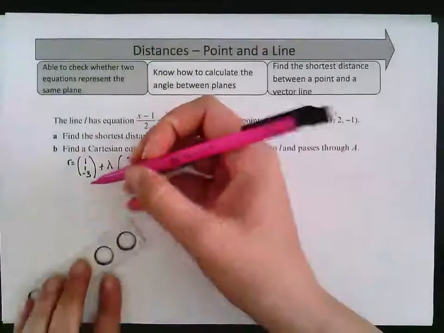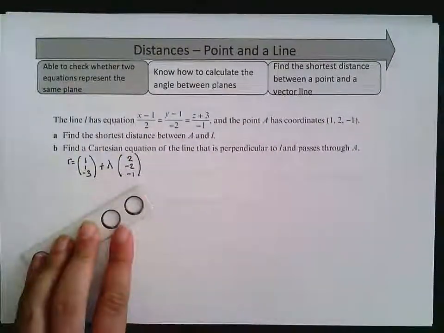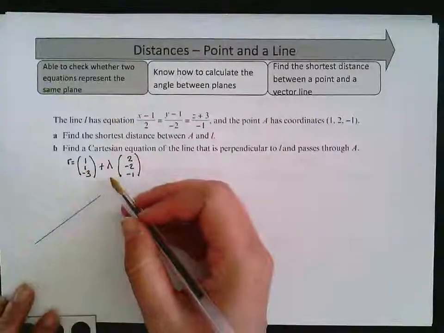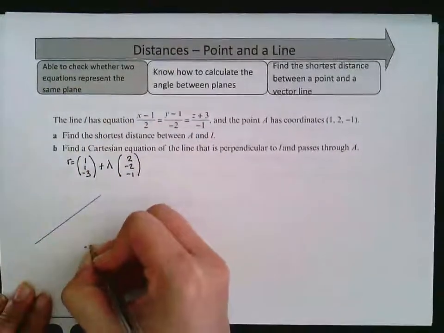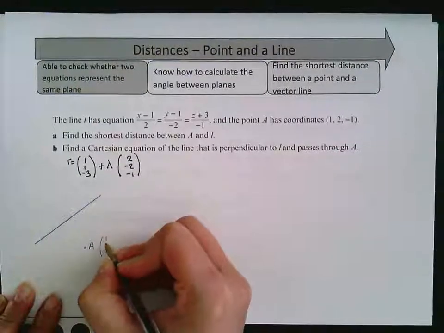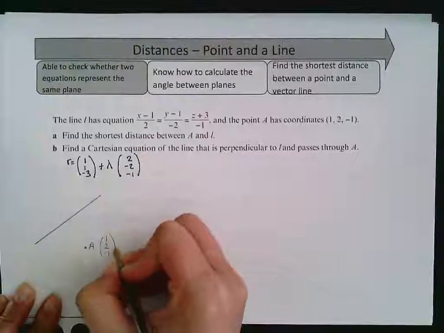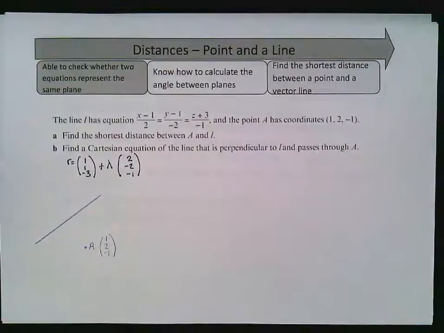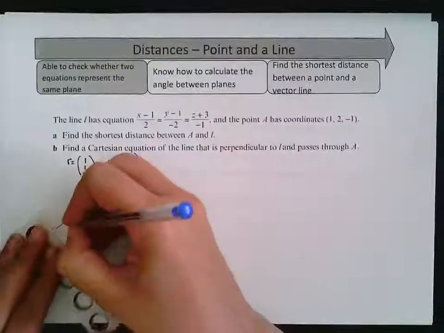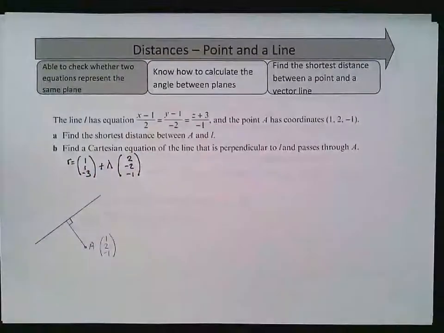Now, I'm just going to draw the diagram again to make sure we know what's going on. This is our line for this equation. And we have a point here which has the coordinate of 1, 2, minus 1. Now remember, if it's a coordinate, I can write it as a vector because a coordinate is a positional vector, a movement from the origin to A. So I know we meet this line at 90 degrees.